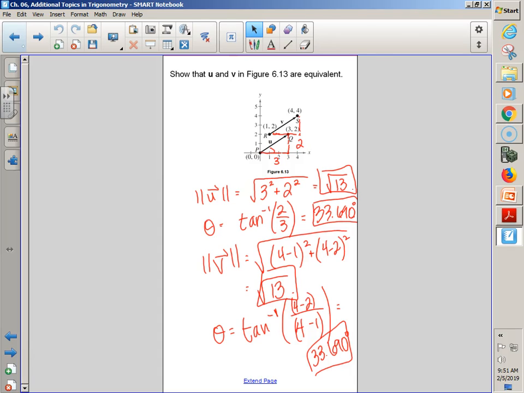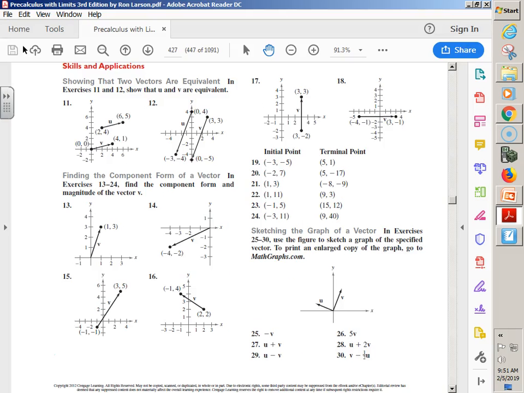But then direction, what did we use? Once we figured out how far over, how far up for each one, what were we able to make? A triangle. And what were we looking for? An angle whose opposite and whose adjacent were given. So magnitude needs to match, direction needs to match. Now, that's first section. What's second section of homework?